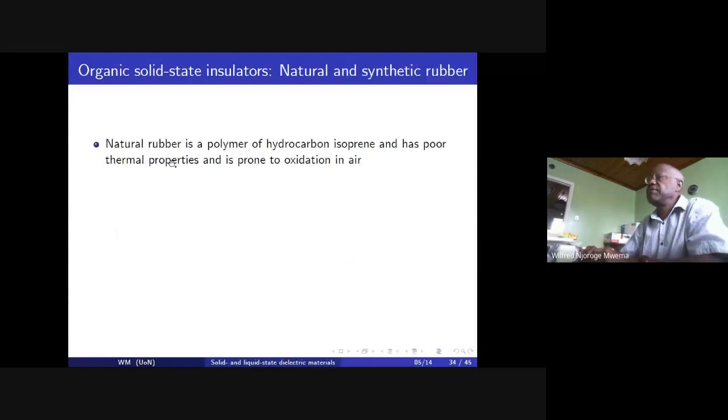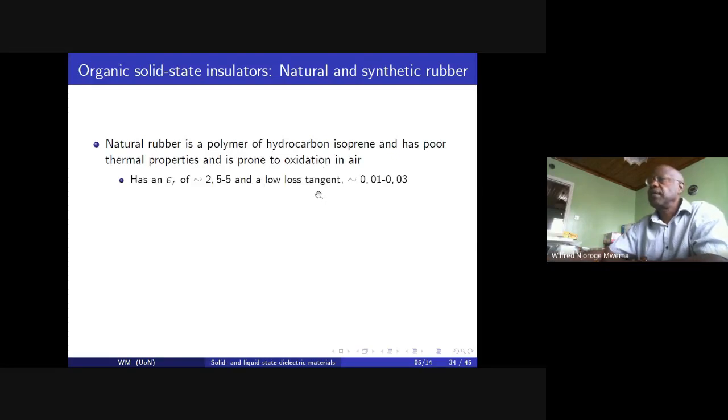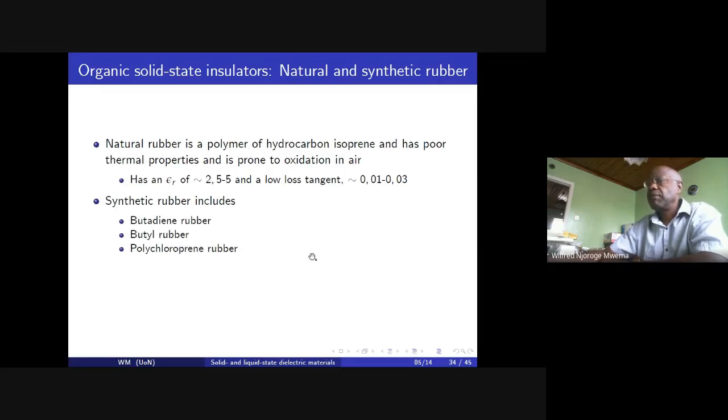The rubbers, we can have natural rubber or synthetic rubber. A natural rubber will be a polymer of hydrocarbon isoprene and has poor thermal properties and is prone to oxidation when exposed to air. It has an epsilon R of about 2.5 to 5 and a low loss tangent of 0.01 to 0.03. Synthetic rubber includes butadiene rubber, we have butyl rubber, and polychloroprene rubber, silicon rubber. So synthetic rubber is used in wiring like aircraft cabling.